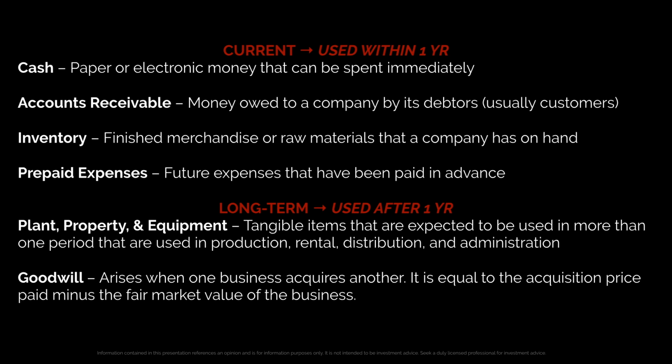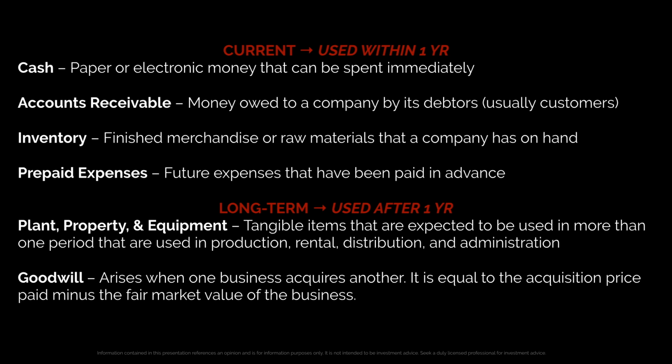And then lastly, we have goodwill. This is a little more specialized, but this arises when one business acquires another. This is equal to the acquisition price paid minus the fair market value of the business. So you might have an auditor come in and value what the business should be. And then if you paid more than that, that's going to be marked on goodwill because there's obviously some asset there. And we'll talk a little bit about what fair market value is towards the end here.